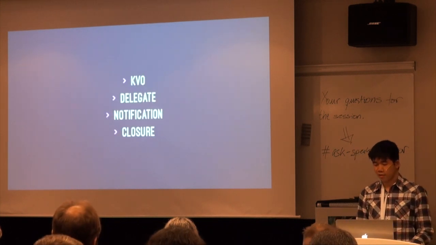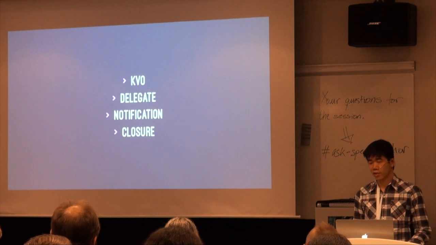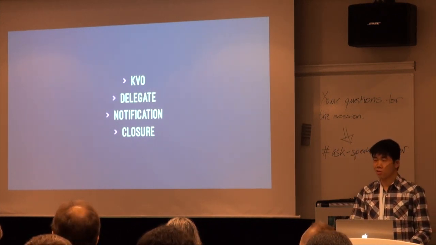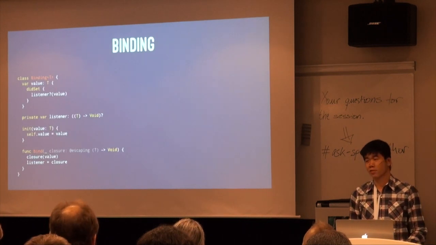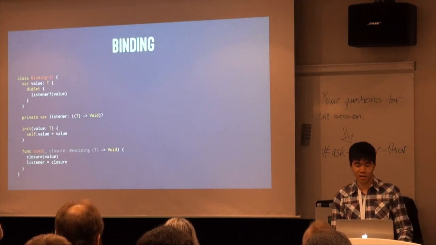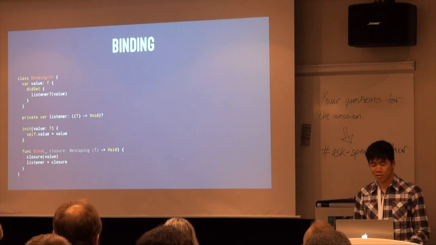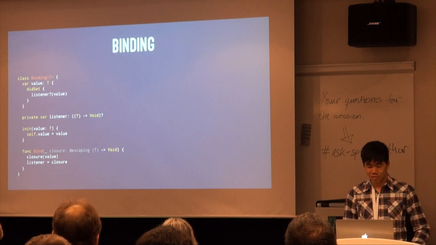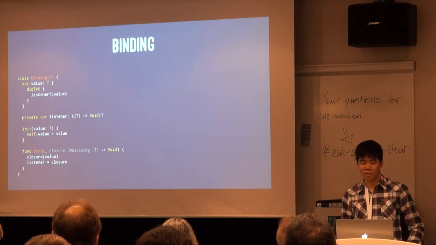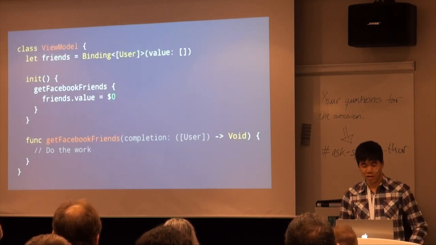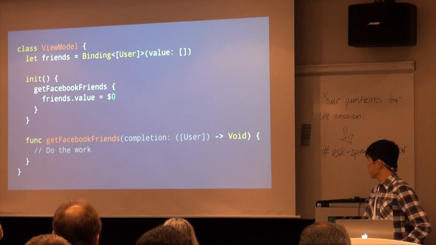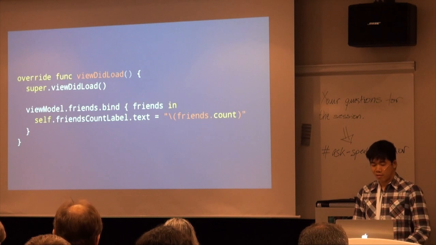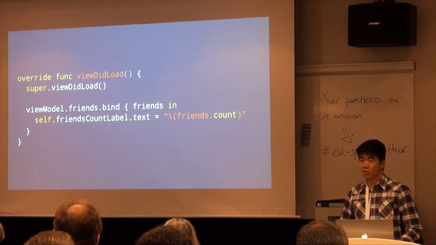So you can use any other notification pattern that you like. I myself prefer using the delegate and the closure. And if you want something fancy, you can create your own class called Binding or whatever to take advantage of the property didSet. So whenever the value changes, the listener will be called. So here's how you can expose the friends as a binding so that the view controller can just bind and be notified when the value changes.